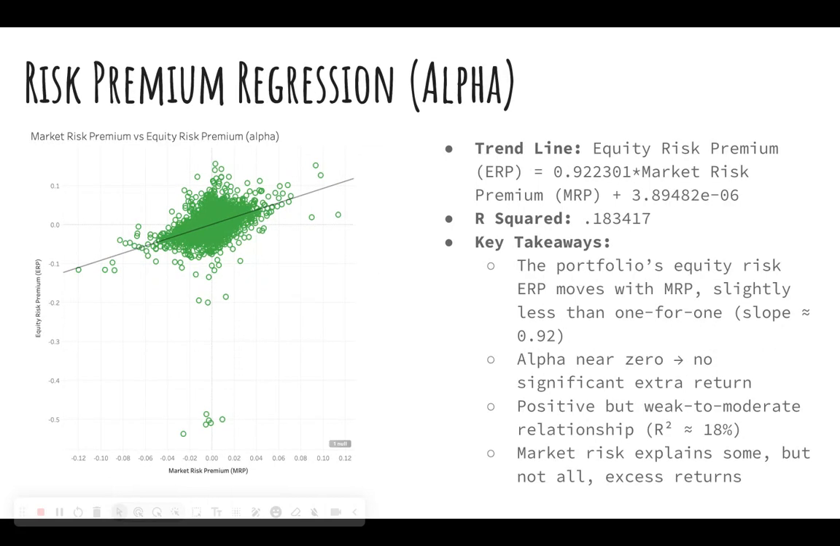This version is effectively the same, but it adds alpha, which is the excess return above what the market risk would predict. Alpha is effectively zero, meaning no meaningful day-to-day outperformance beyond what market risk explains.